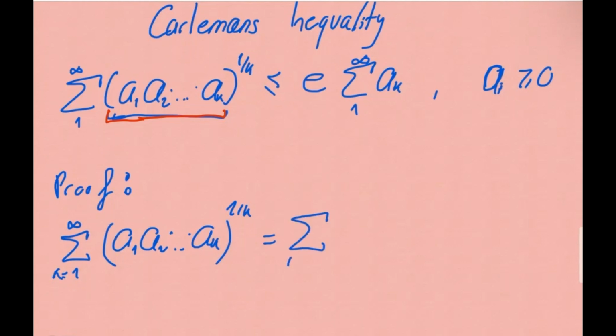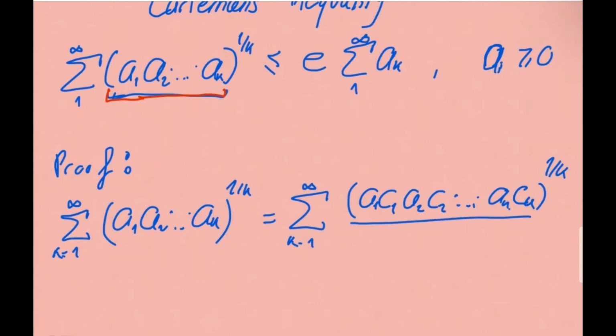We have the summation k from 1 to infinity, and now instead of writing a1, a2, we write a1 c1, a2 c2, and so forth till ak ck, to the power of 1 over k. And we can do this as long as we divide them again away. So c1, c2 till ck to the power of 1 over k. These are the terms that we introduced, c1, c2 till ck. And of course we can do that as long as these c's are positive numbers. That we can just multiply them in and then divide them out again.